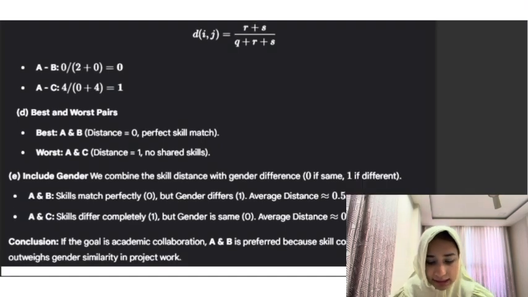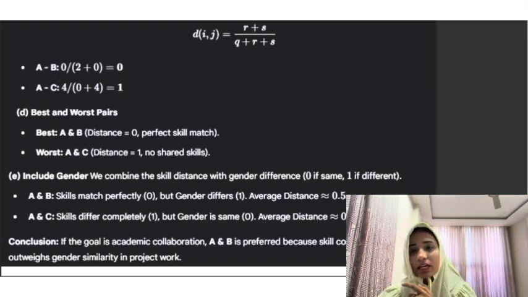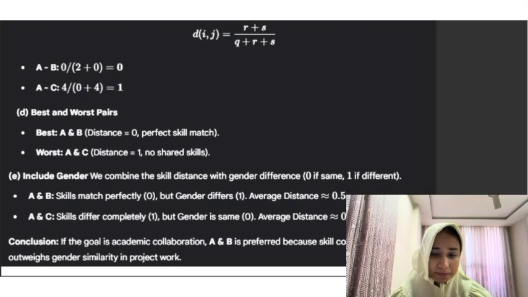Now part D suggests the best and worst student collaboration pairs. So best A and B, distance is 0, perfect skill match. So in A and B, the distance is 0, so it is a perfect skill match. Worst is A and C because distance is 1 in both cases, so there is no shared skill.